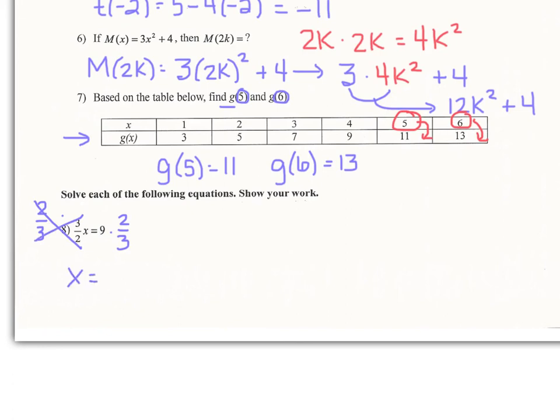When I go to do 9 times 2 over 3, remember what that means to do is 9 times 2 and then divided by 3. So that's 18 divided by 3, which is 6 for your final answer.